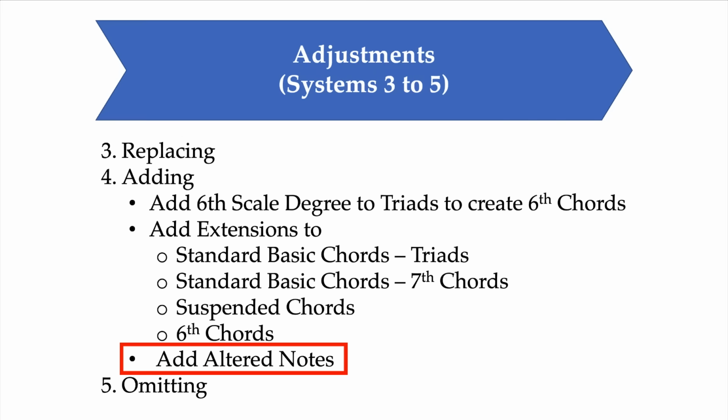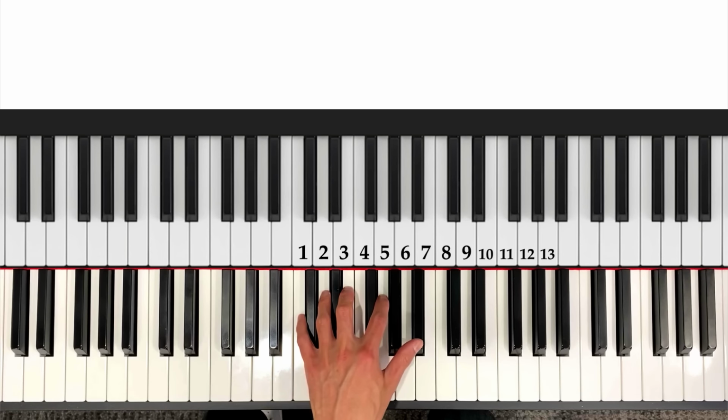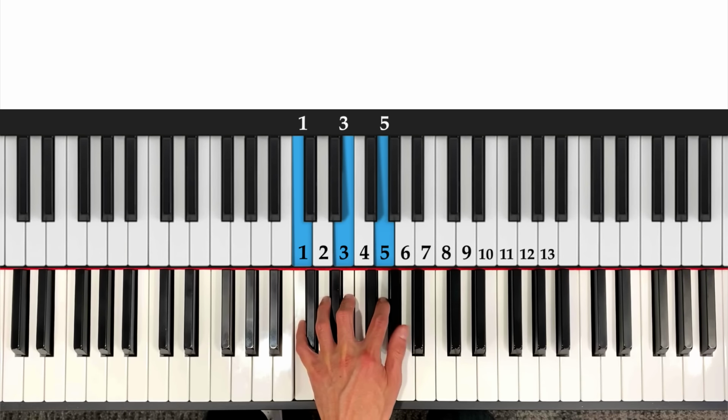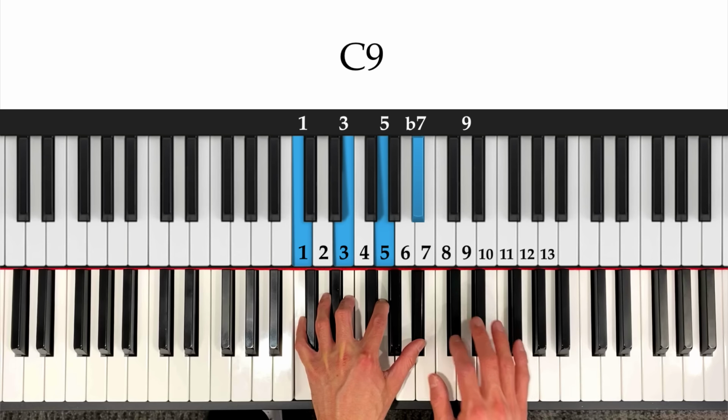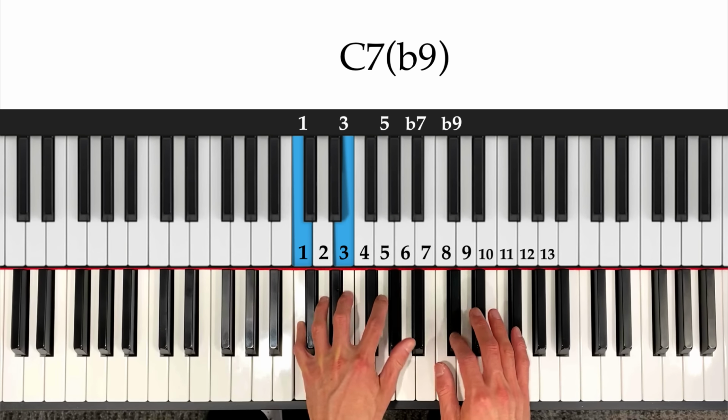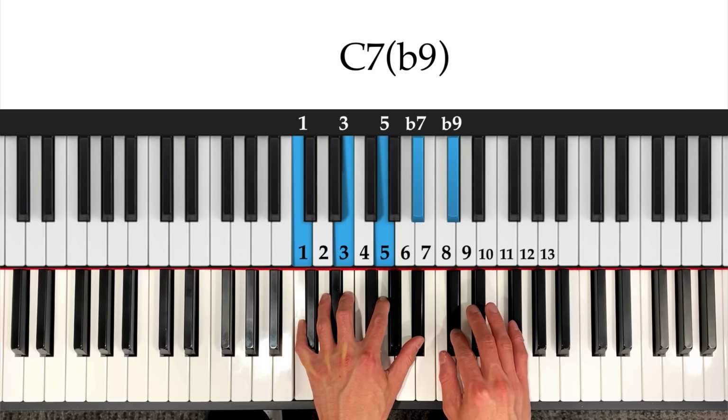Next, we can add altered notes to our chords. This is where we flat and sharp our extensions. So for example, we could take our dominant 7th chord, 1, 3, 5, flat 7. We could add the 9, or how about a flat 9? That's called a C dominant 7th flat 9 chord. We're altering the 9, lowering the 9 one key to make it a flat 9. The flat 9 is an altered note.